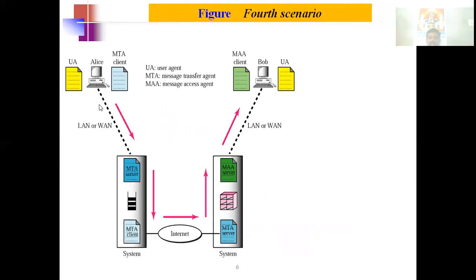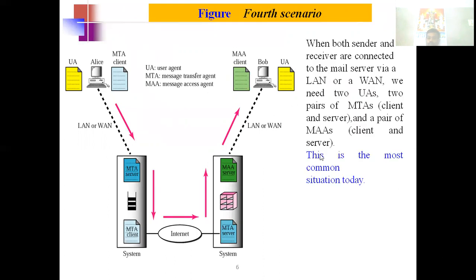And in the last case, both the sender and receiver are connected to the system via some LAN or WAN. Now in this case, you need two user agents, two pairs of message transfer agents, and one pair of message access agents. So these are the four cases. This last case is widely used now. Okay.